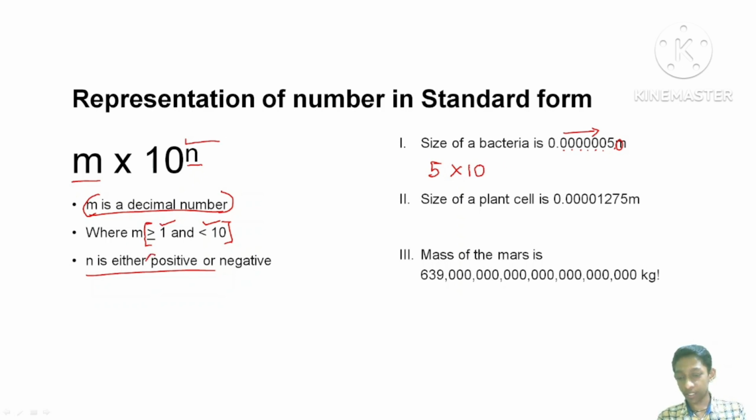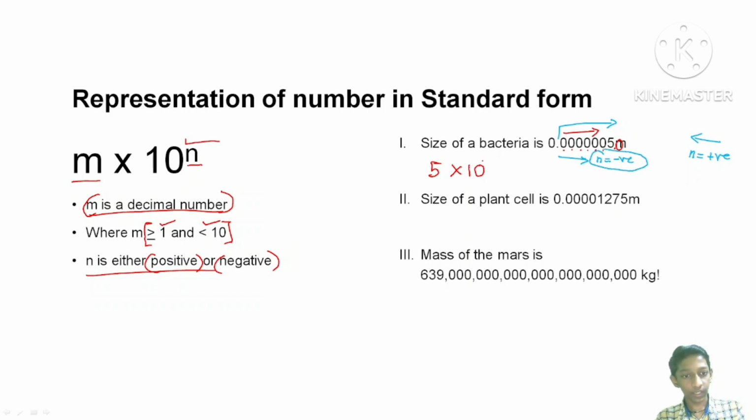N is an exponent which can be either positive or negative. Now how do we decide whether n has to be a positive exponent or a negative exponent? When we change the position of the decimal point towards the right side, that is from left to right, then the exponent n will be negative. If we move the decimal point from right to left, then the exponent n will be positive. In this case, we are moving the decimal point from left to right to change it into standard form, so the exponent n will be negative.